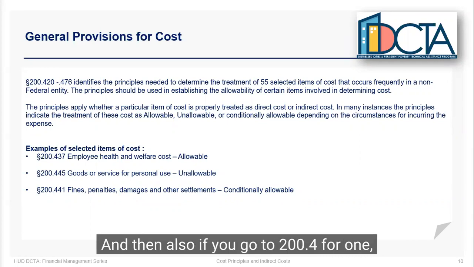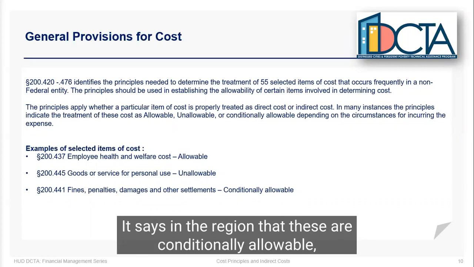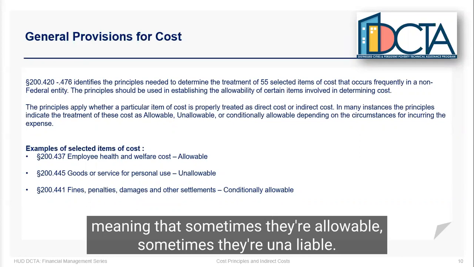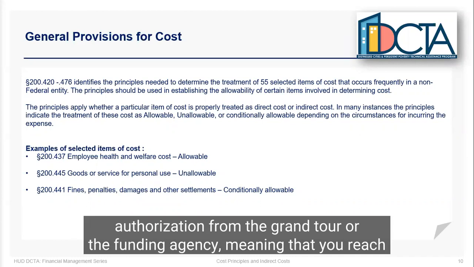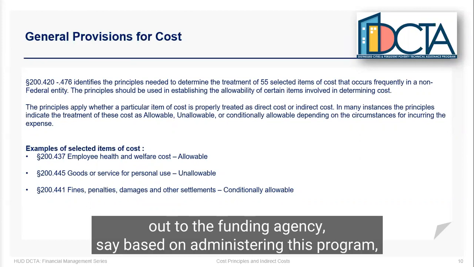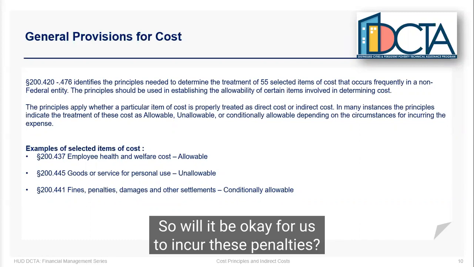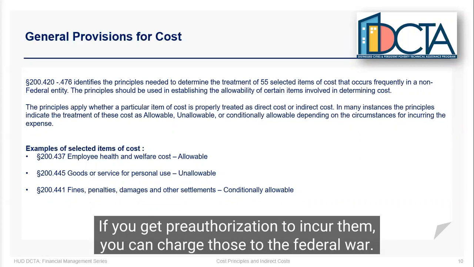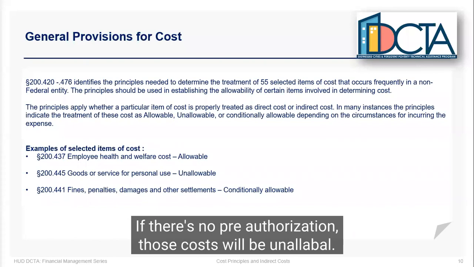And then also, if you go to 200.441, fines, penalties, damages, and other settlements, it says in the regs that these are conditionally allowable, meaning that sometimes they're allowable, sometimes they're unallowable. One of the reasons that will make fines and penalties allowable is that you get a pre-authorization from the grantor or the funding agency, meaning that you reach out to the funding agency and say, based on administering this program, we may incur some fines and penalties in the beginning. Will it be okay for us to incur these penalties? If you get pre-authorization to incur them, you can charge those to the federal award. However, it must be a direct charge. If there's no pre-authorization, those costs will be unallowable. Next slide, please.